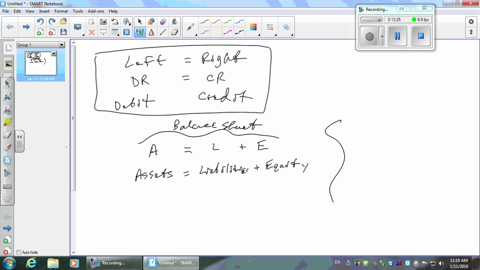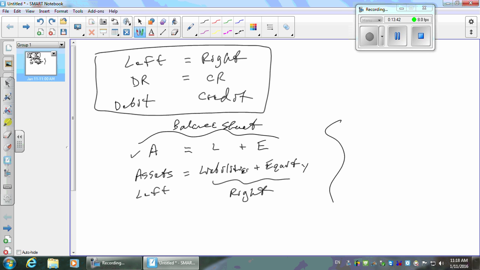We call it a balance sheet because the left side equals the right side. We put the assets on the left. And again, what do you memorize? Assets go on the left, which forces what? The liabilities and equity to be on the right.